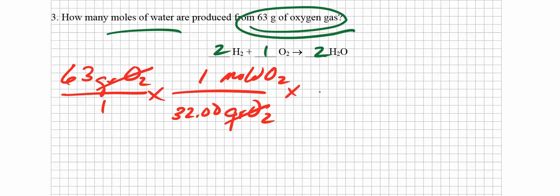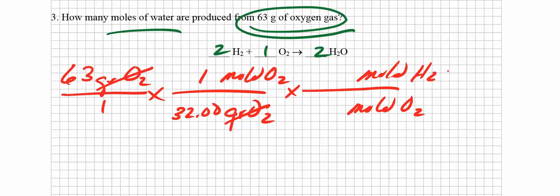I'm going to need a mole to mole bridge now because I've got to get to water, right? So we have moles of oxygen gas, whatever's in the upper left goes into the lower right. And what I put into the upper right is what I'm looking for, which is moles of H2O. Now, what is the relationship between H2O and O2 from the balanced reaction? Well, as it turns out, 1 mole of oxygen gas produces 2 moles of water. I get that from the balanced reaction. Now, this and this will cancel, and notice I'm left with moles of water. That's what I was looking for.